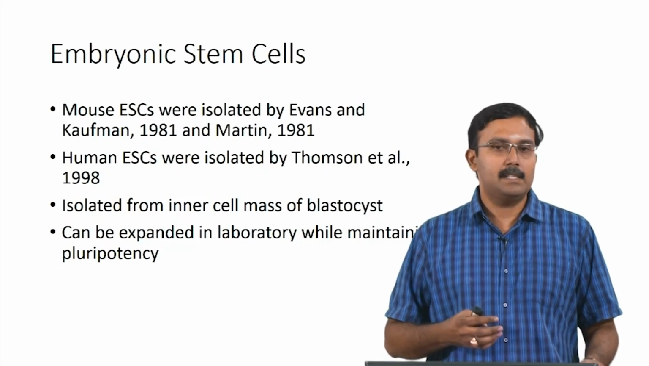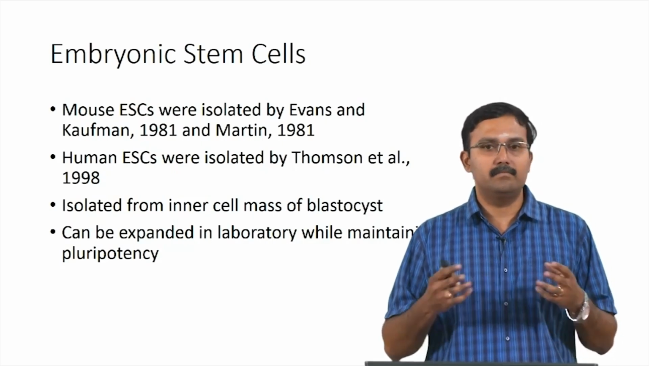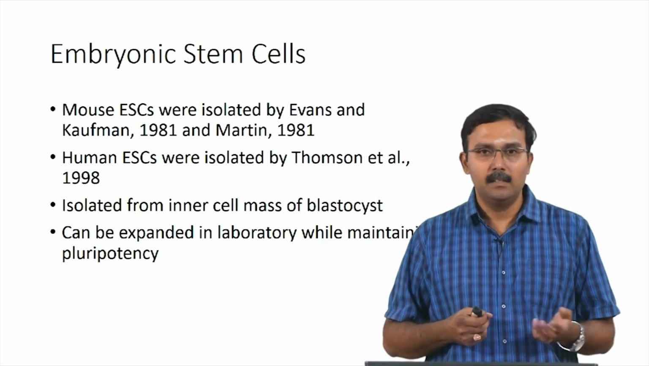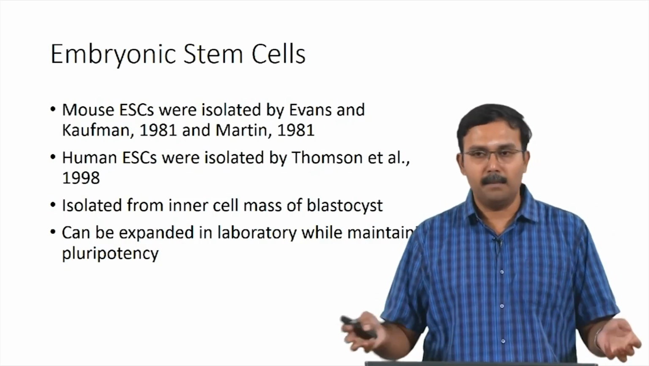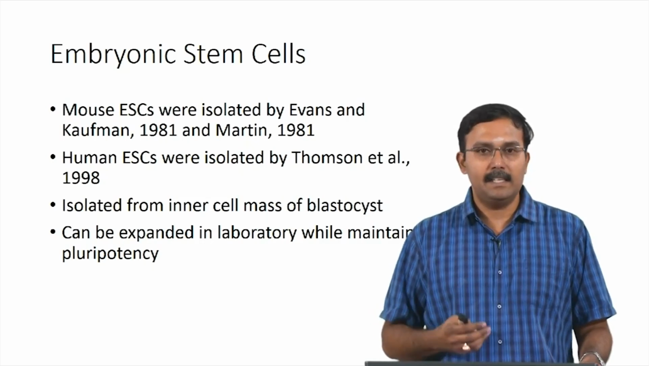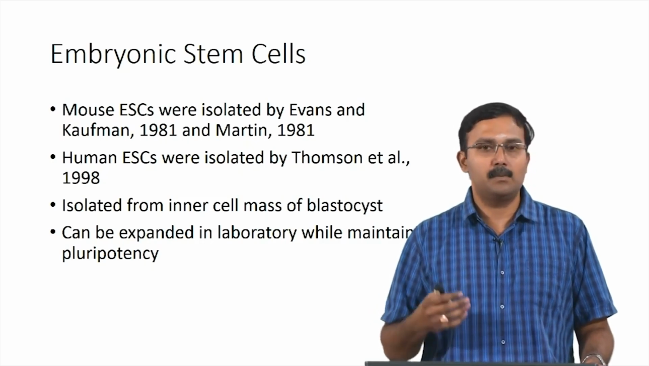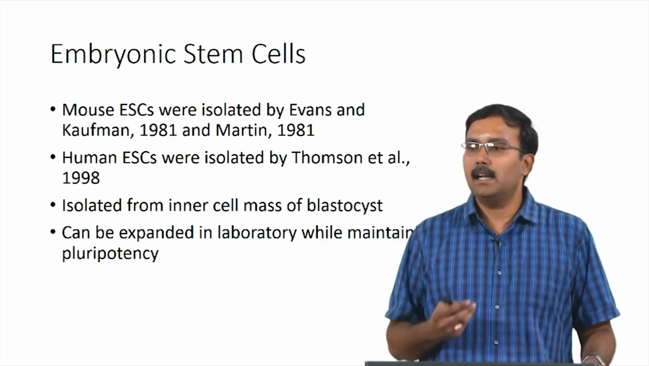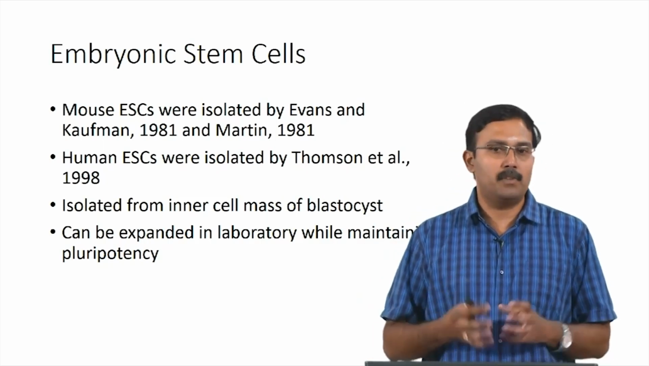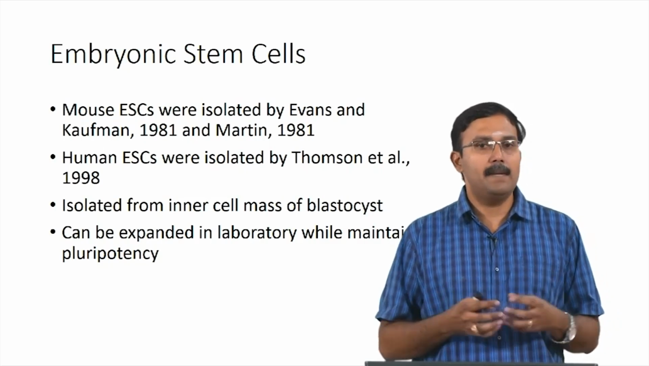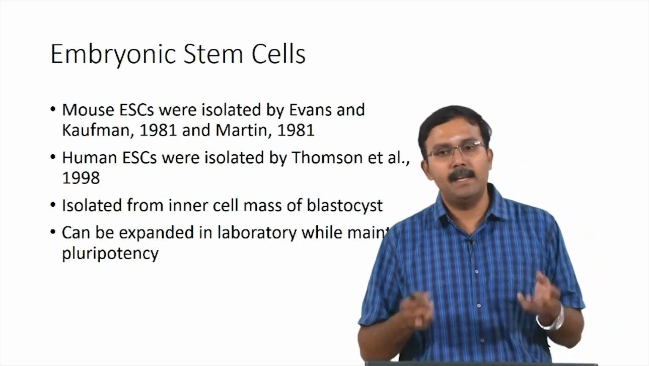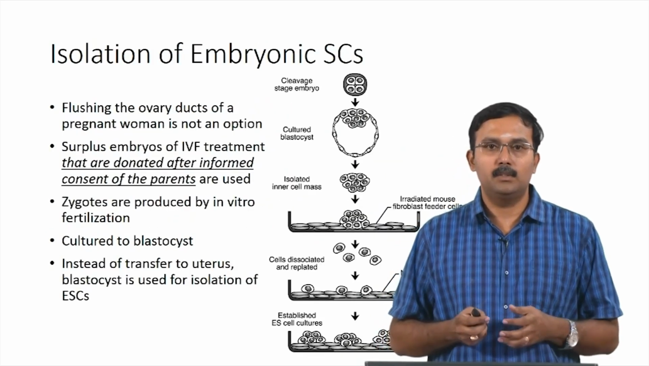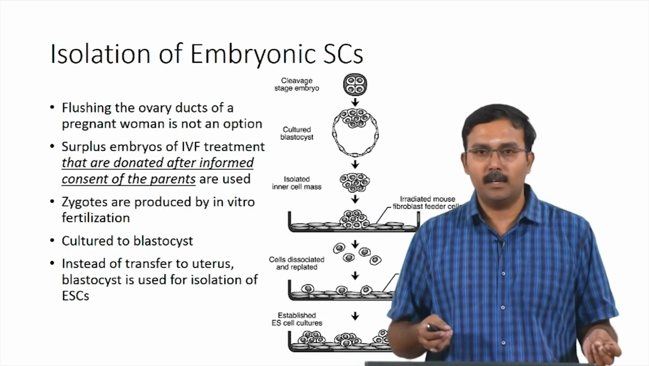Embryonic stem cells were first isolated from mice in 1981. It was done by two different groups independently, and in 1998 human embryonic stem cells were isolated by Thomson et al. These are isolated from the inner cell mass of the blastocyst and can be expanded in the lab while maintaining the pluripotency. So, this is what is done for isolation of embryonic stem cells.